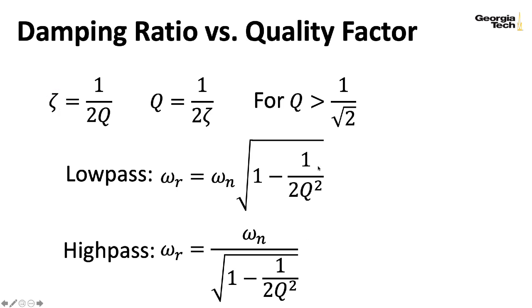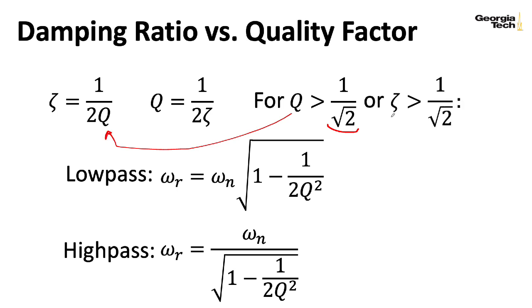Something special about this 1 over square root of 2 number is that if we plug in Q equals 1 over square root of 2 into this formula, we wind up seeing that the equivalent condition for resonance bumps in the high pass and low pass case is just that zeta is bigger than 1 over square root of 2. The 1 over square root of 2 stays fixed.